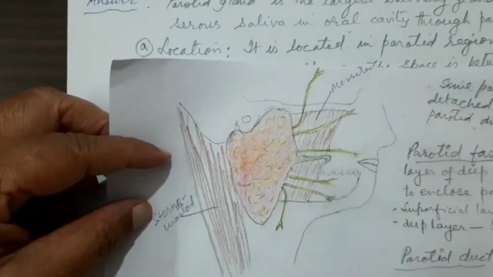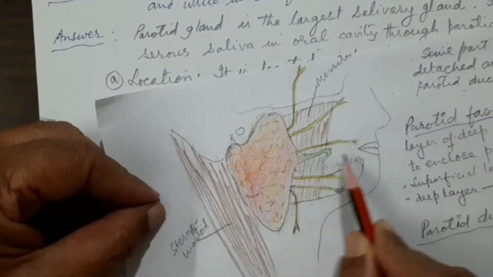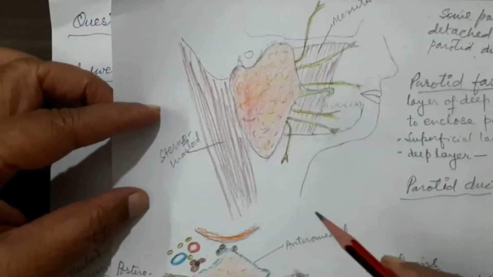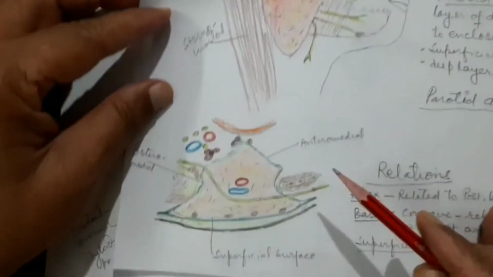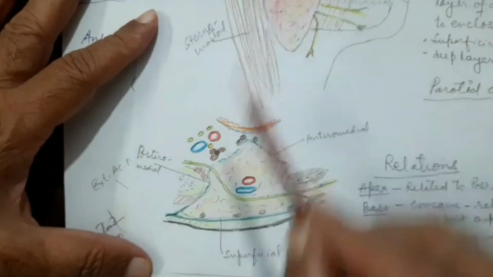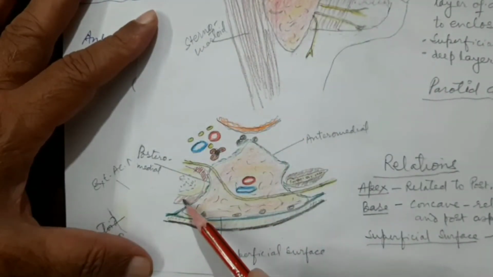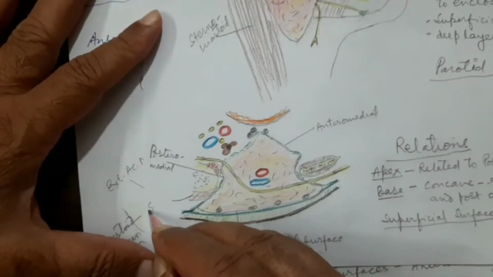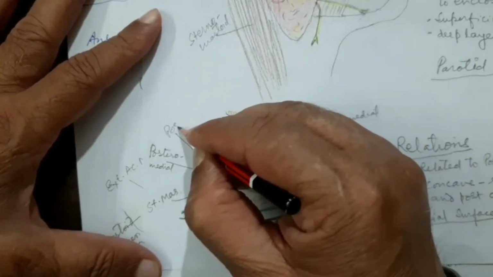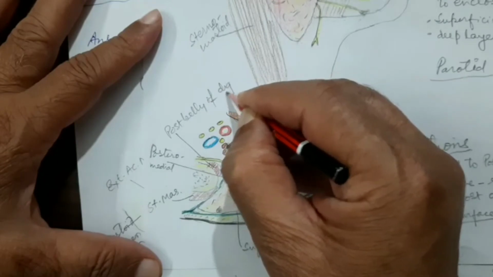Then where is the medial border? If you cut a section of the parotid gland, deep inside, then you will see that the medial border is narrow and deeply situated. This is the cross section here, and in cross section, this is the mastoid process, this is the posterior belly of digastric, and this is the sternomastoid. So I will write sternomastoid. This is the posterior belly of digastric.